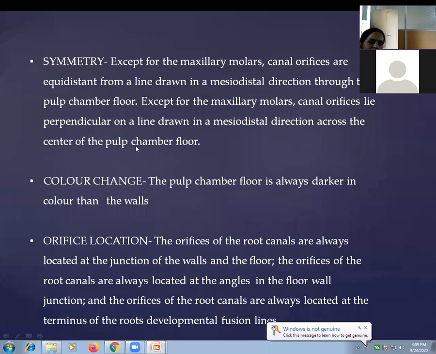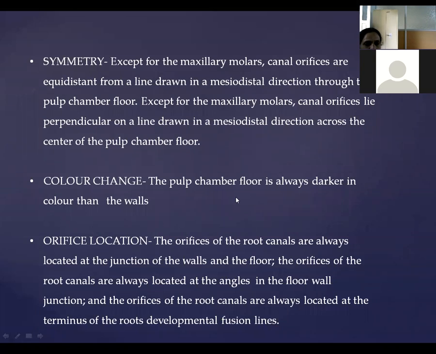Now, next is color change. The pulp chamber is always darker than the surrounding dentin. Next is orifice location. What is an orifice? It is the root canal opening in the pulp chamber.